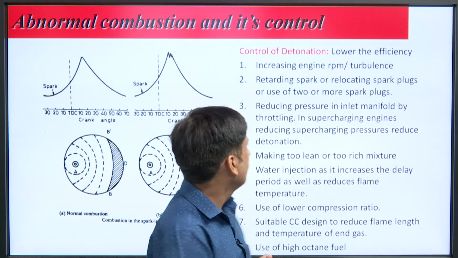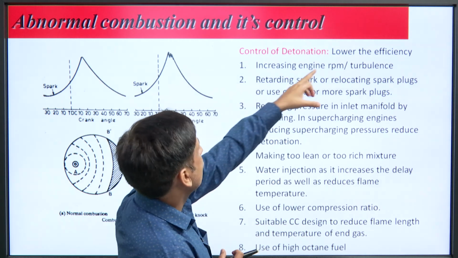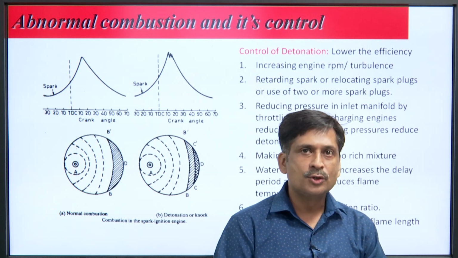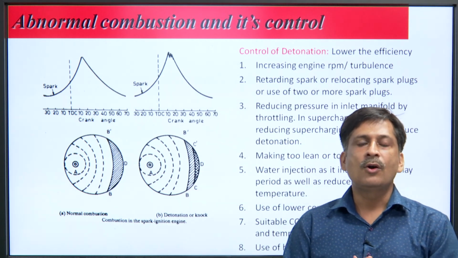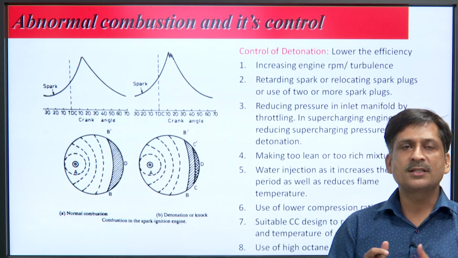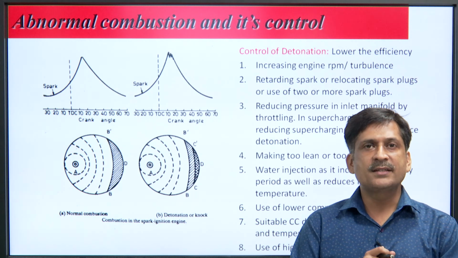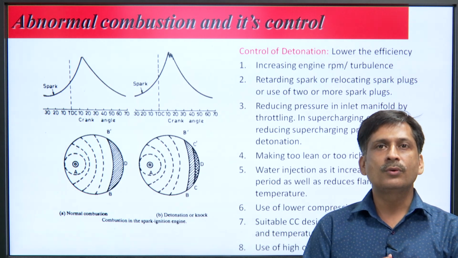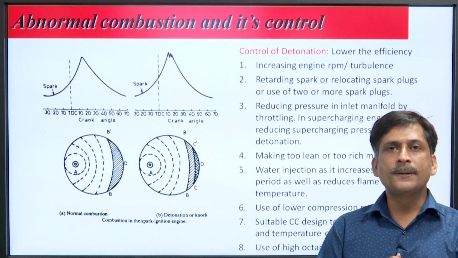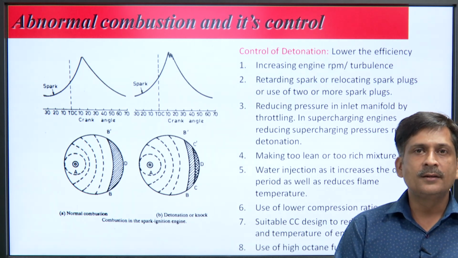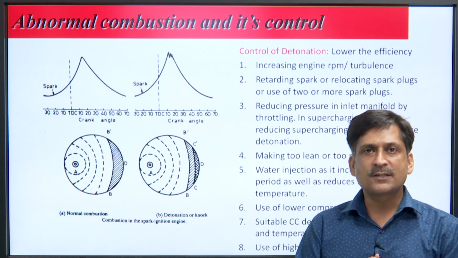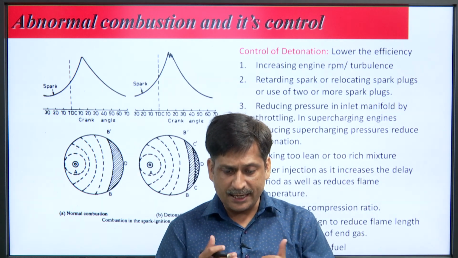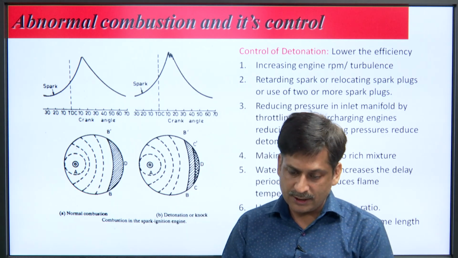So, control of detonation means lower efficiency. If you are not able to control it, the efficiency will be lower. Increasing engine RPM or turbulence controls the detonation. We are talking about the SI engine. Second is retarding the spark, relocating spark plugs, or using more than one spark plug. Reducing pressure in the inlet manifold by throttling, and in supercharged engines reducing the supercharging pressure, also reduces detonation. So, these are the 7-8 techniques to reduce detonation.